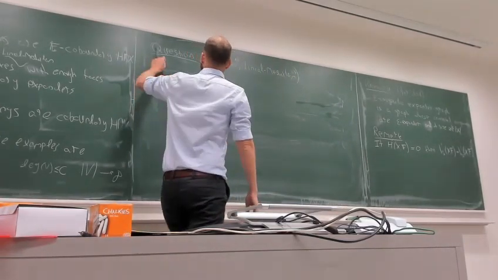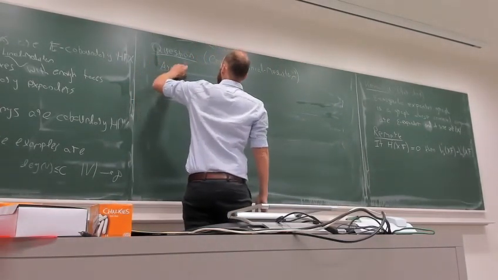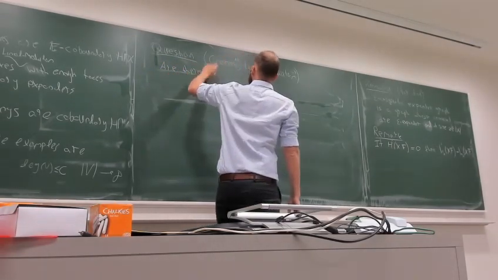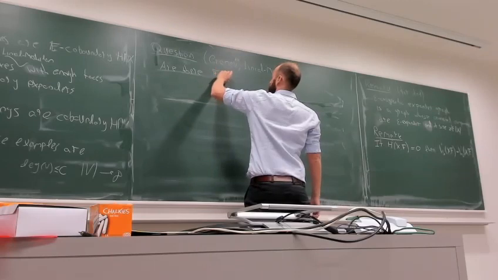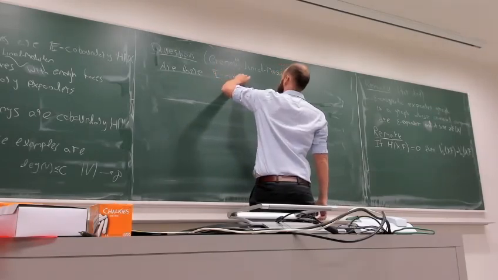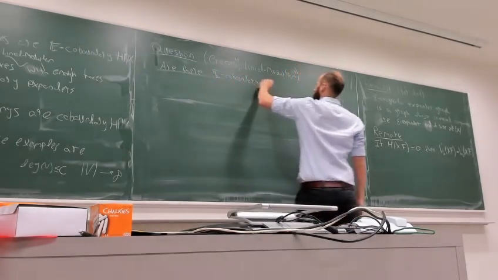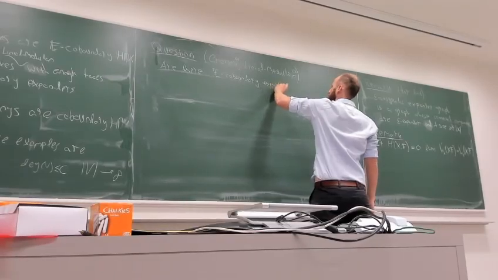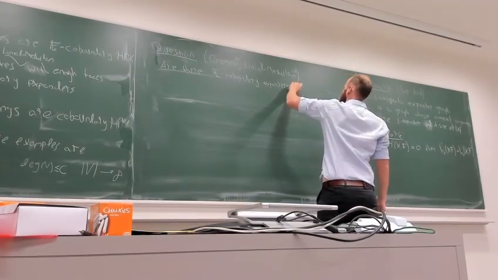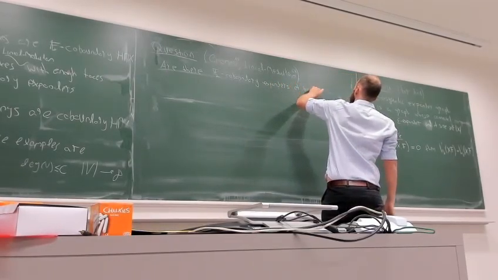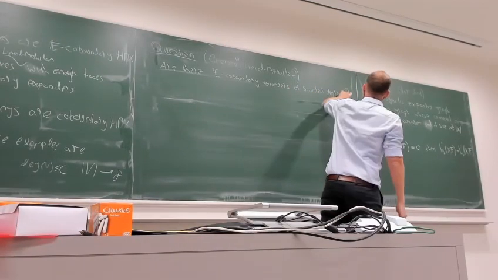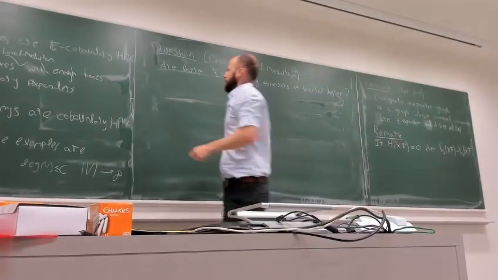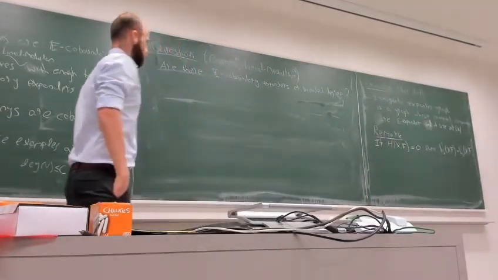And the question is, are there, let's take F2 coboundary expanders of bounded degree? This is still open even in dimension 2.